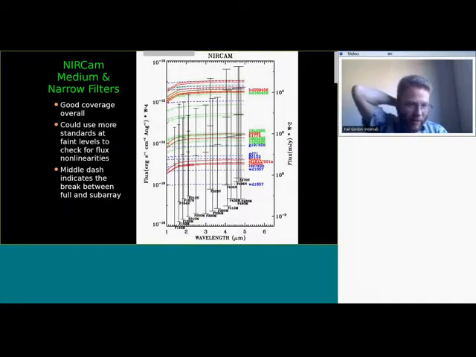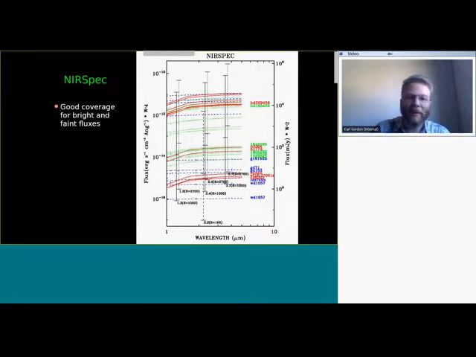NIRCam, this is for the medium and narrow filters. It's better for these, especially the narrow filters. Of course, the sensitivity of the narrow filters moves up because they're narrow filters, so they don't get as many photons in the same observation time. Those are all covered. We could use a few more sources at the faint end for the medium band filters, to do the same check to make sure everything works.